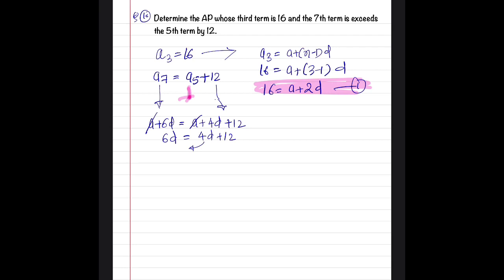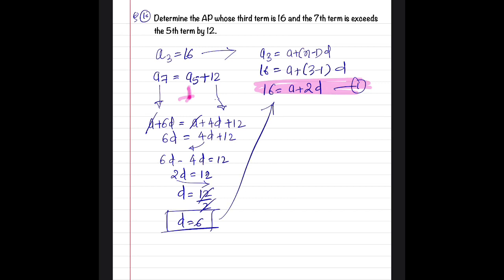I will take this 4d to the left hand side, 6d minus 4d is equal to 12. What is 6d minus 4d? That is 2d is equal to 12, d is equal to 12 divided by 2. So, this 2 becomes division. So, d is equal to 6. So, we got the value of the common difference. You put it into equation number 1. So, that is 16 is equal to a plus 2 times d. What is d? d is 6.